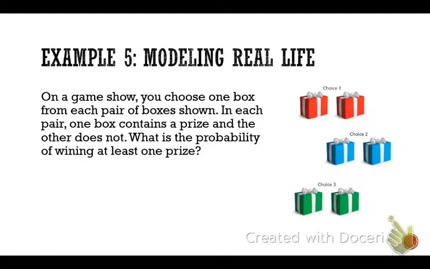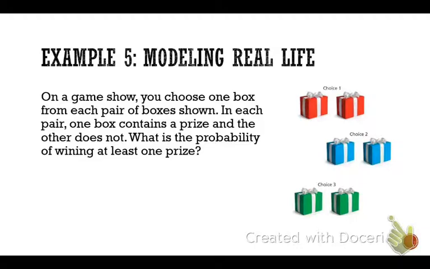All right, so in example 5, it says, on a game show, you choose one box from each pair of boxes shown. So up here on the screen, you can see that they're colored. I know in your notes they're black and white. Out of my 2 red boxes, one has a prize in it and one doesn't. And no, you can't walk up and shake it and figure out which one has the prize. So you just have to trust me. One has a prize and one doesn't.